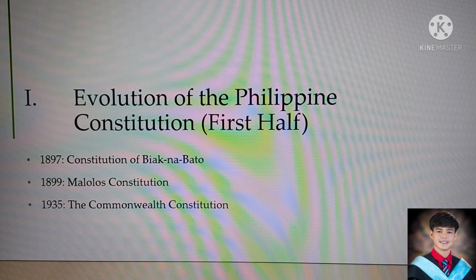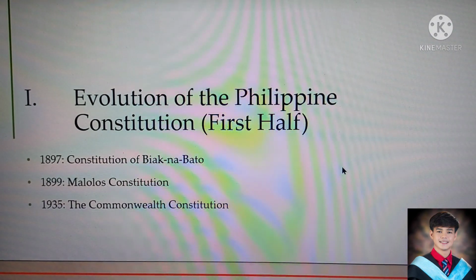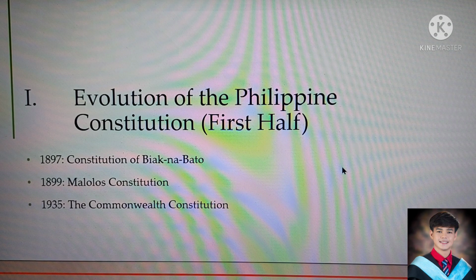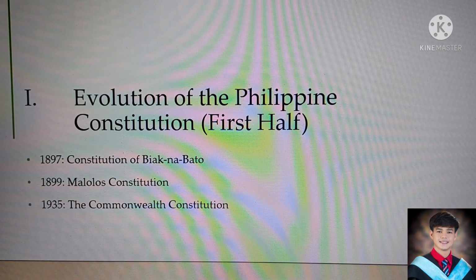And that's our study of the evolution of the Philippine Constitution. So, next week, ang pag-aaralan natin ay yung second half o yung part 2 of the evolution of the Philippine Constitution: the 1973 Constitution, tapos yung 1986 Freedom Constitution, and then 1987 Constitution, tapos yung mga amendments or yung attempts to change the 1987 Constitution. So, yun po yung pag-aaralan natin by next week.